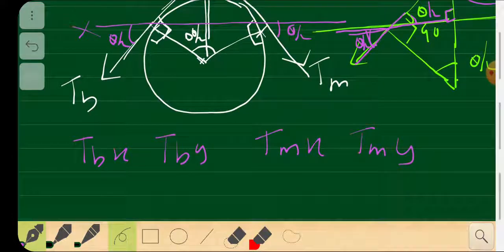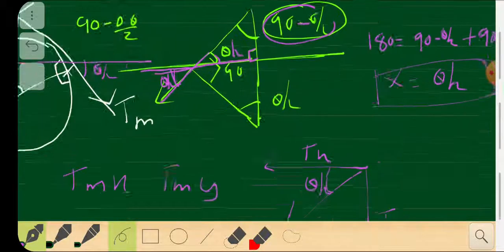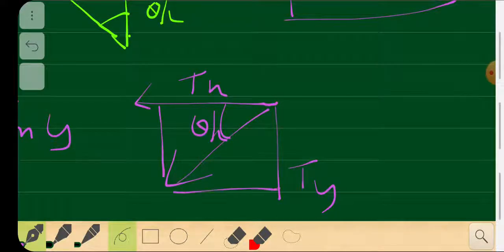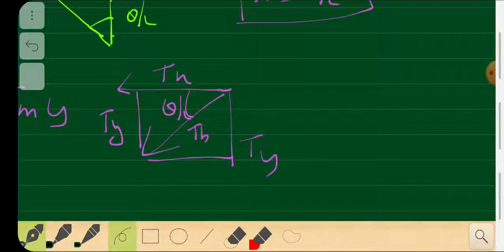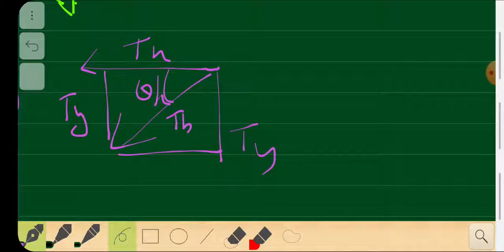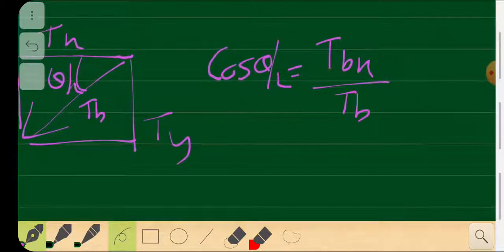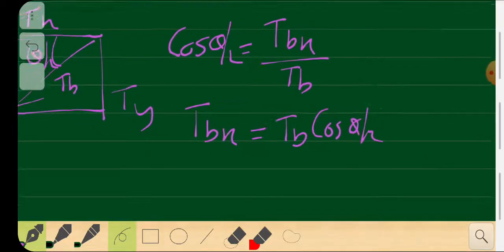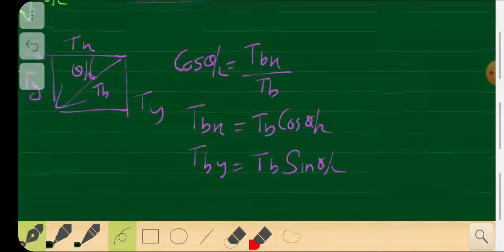If you take the tension triangle, I'm going to draw the tension here. It has an x component, say Tx, and a y component Ty, right? This angle is theta by 2. This is T of the buoy, and both components are the same thing, the angle is the same. So cos theta by 2 equals T of the buoy in the x direction divided by the magnitude of T of the buoy. So T of the buoy in the x direction is T of the buoy times cos theta by 2. Similarly, T of the buoy in the y direction is T of the buoy times sin theta by 2. Okay, we got that.